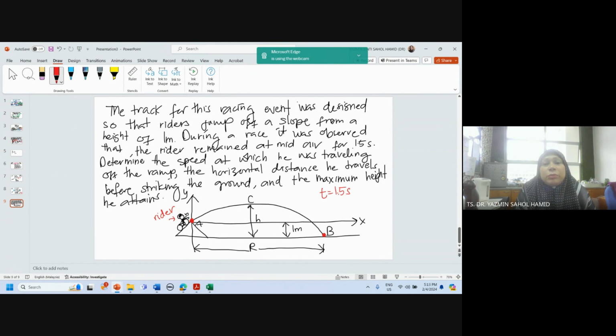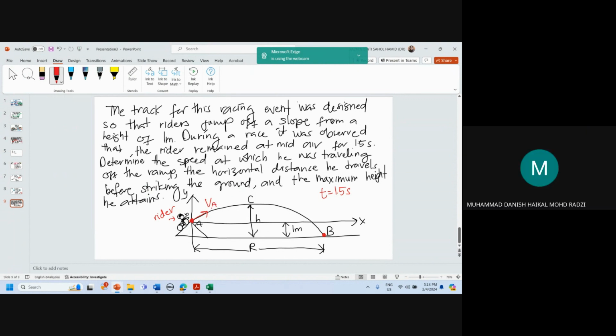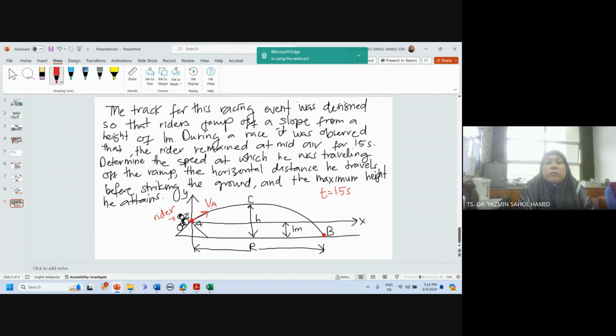Now, determine the speed at which he was traveling off the ramp. So the speed when he traveled off the ramp is actually the initial speed. But here it is mentioned as point A, so we can label it as VA now. Determine the speed at which he was traveling off the ramp. So then, define VA.